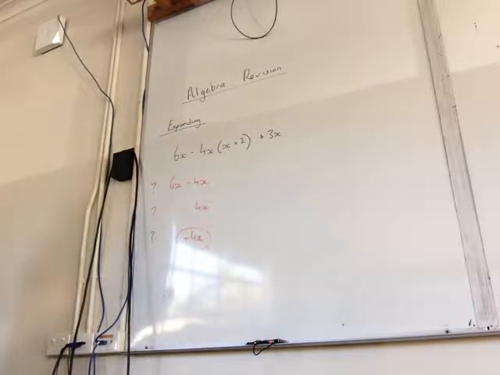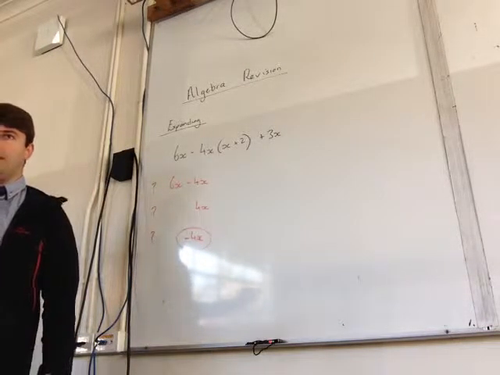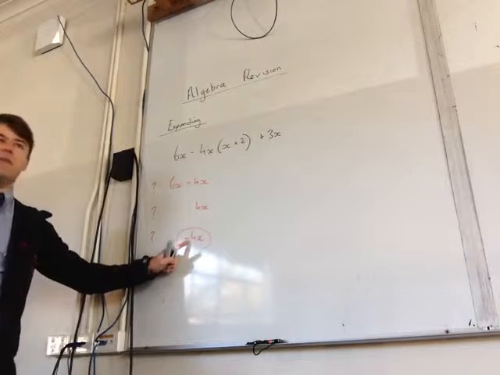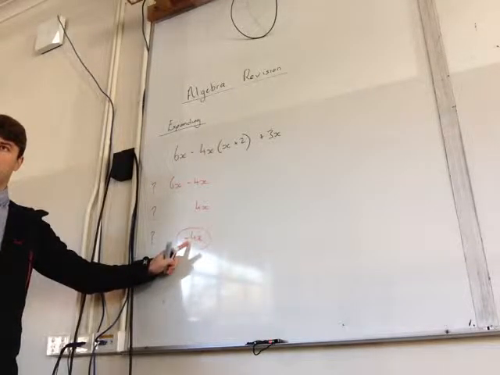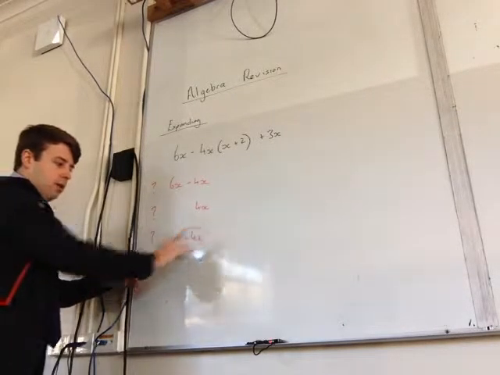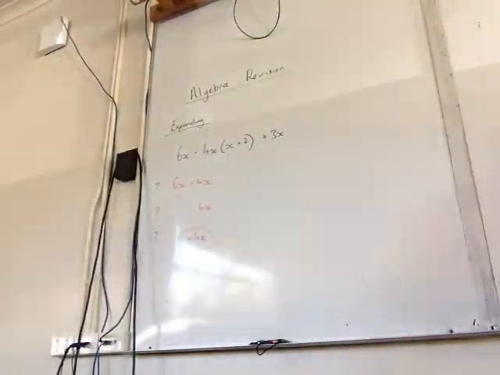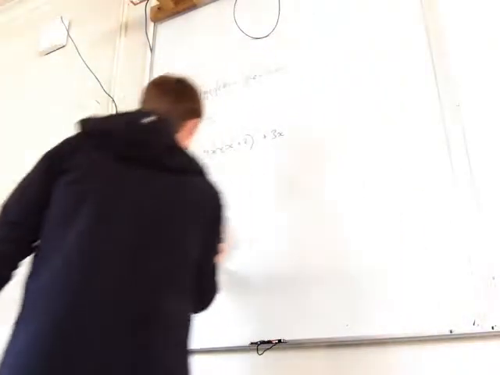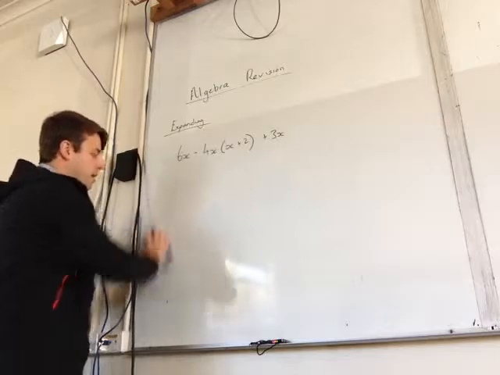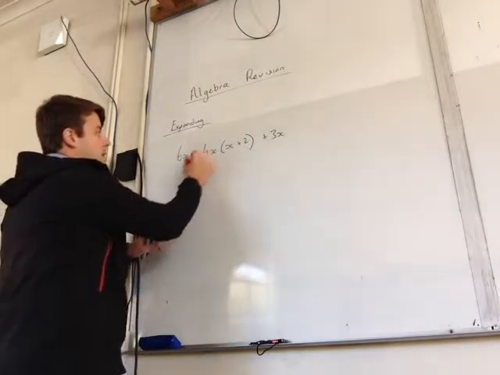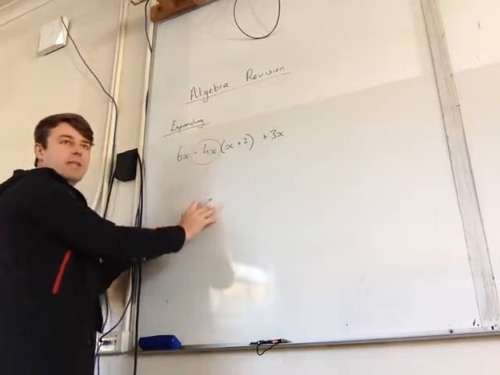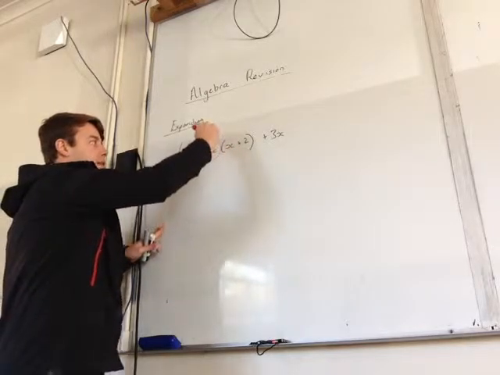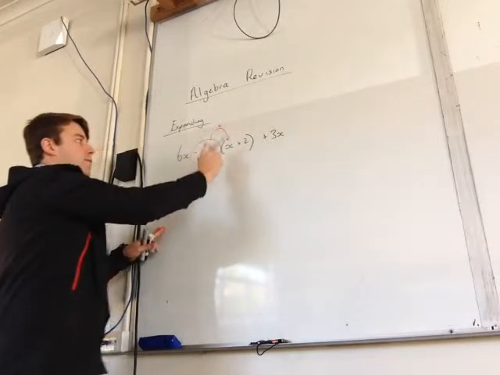You only look at the term directly outside the bracket, and you include the sign that's in front of it, because that is very important. Alright? So this is the correct term now. So what we're going to do, as it's already been said, is multiply that, minus 4x, by everything inside the bracket. There are two things inside the bracket. The first one is x.